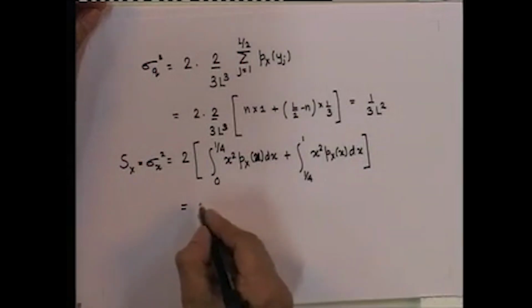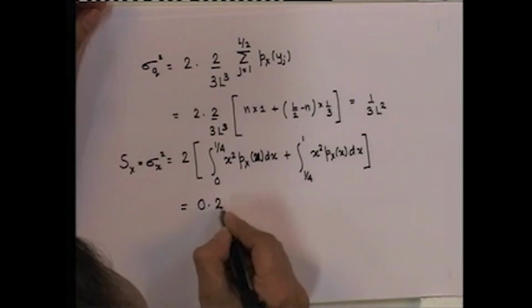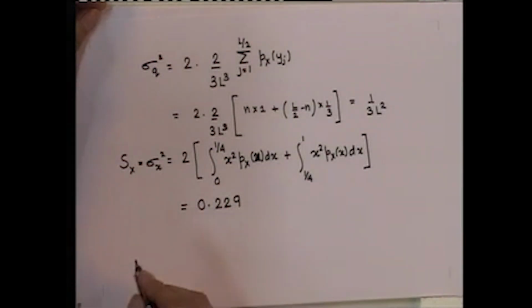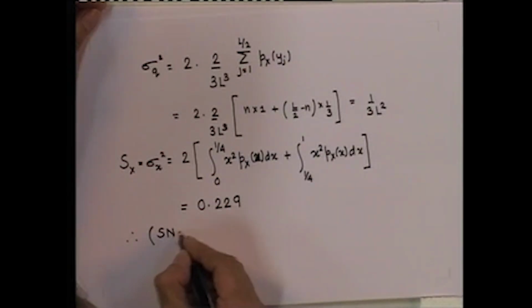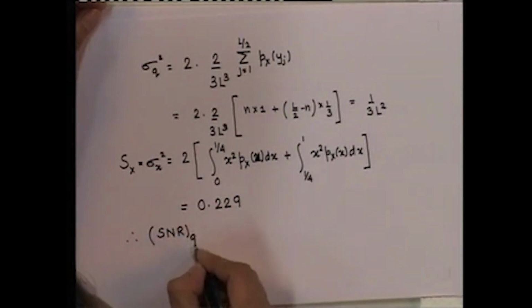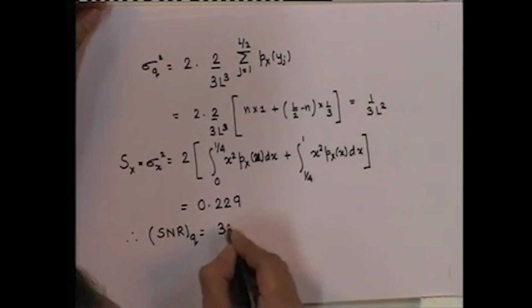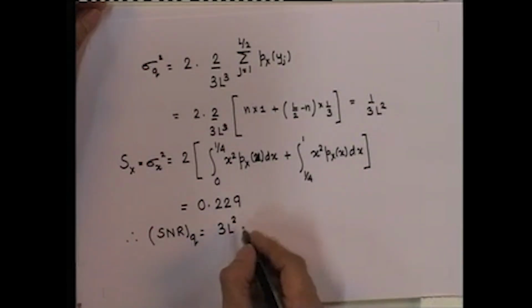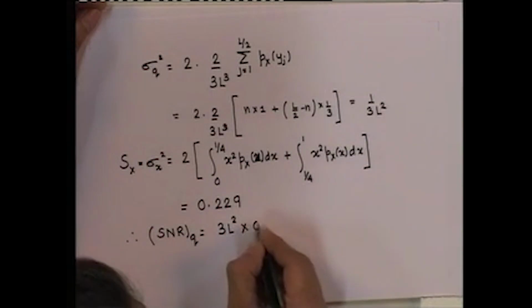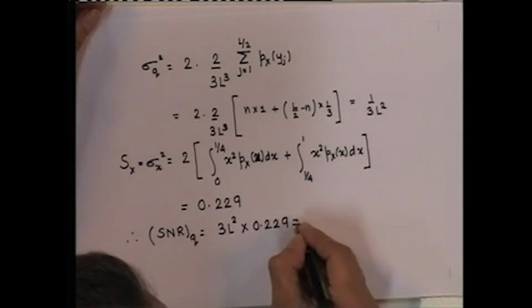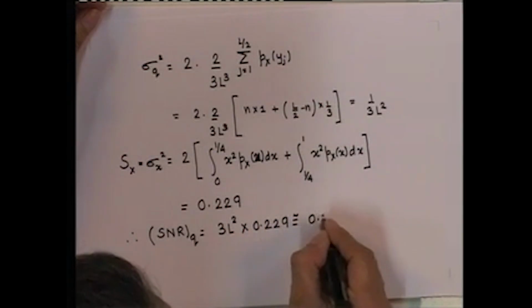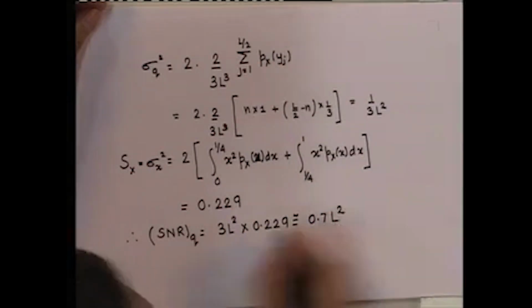this can be shown to be equal to 0.229, and therefore, the signal to quantization noise ratio is equal to 3 L squared by 0.229, which is equal to approximately 0.7 L squared.